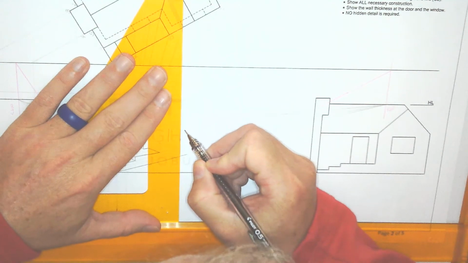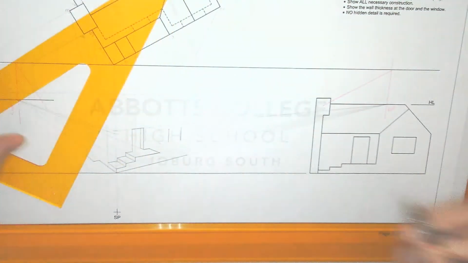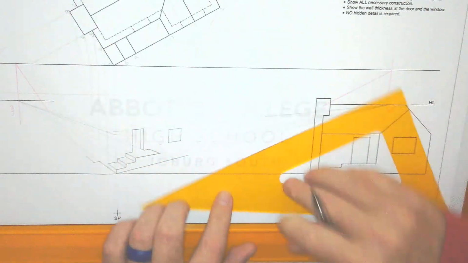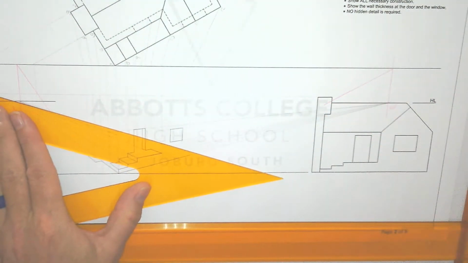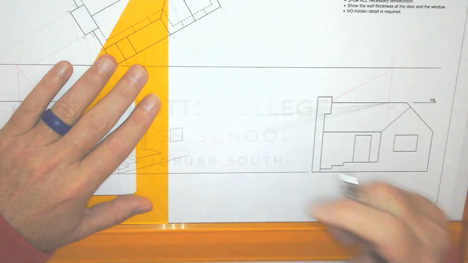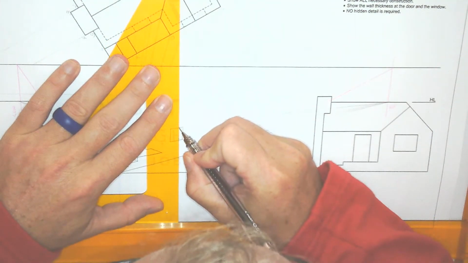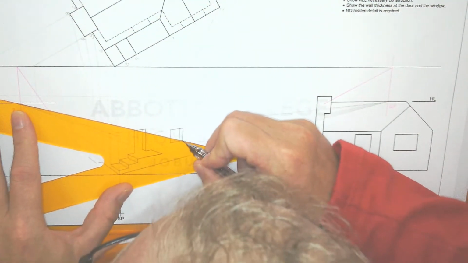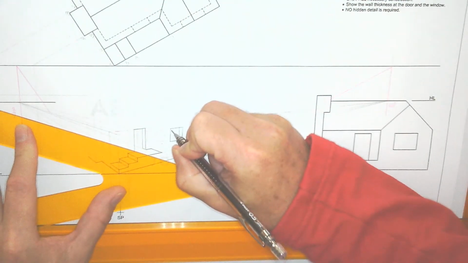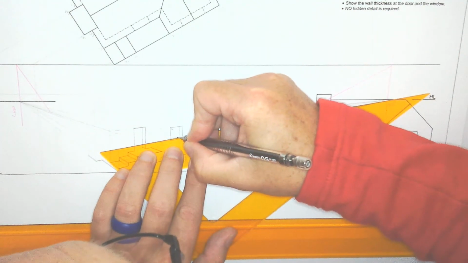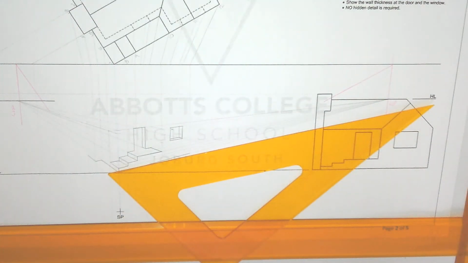Start to get my window in. There we can see my window starting to take shape nicely. Okay, there's my window nicely in. Going to take some good shape there.